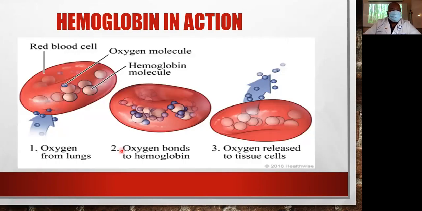This is just a picture showing you how oxygen is grabbed by the hemoglobin, carried by the hemoglobin, and released into the tissues. So the oxygen comes in from the lungs, it attaches to the hemoglobin molecules, then it bonds and it's carried through the bloodstream. And when it gets to the tissues, it releases the oxygen into the tissues.